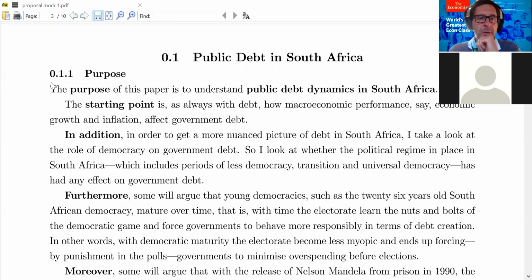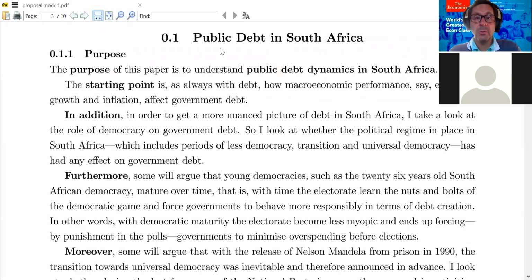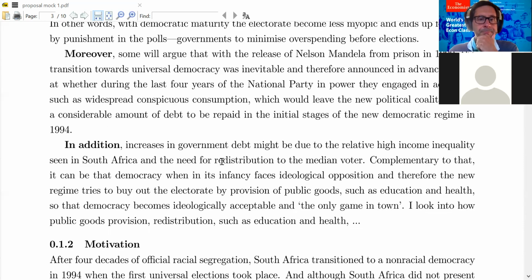Because you see, folks, the purpose essentially is here, in one sentence. The purpose of this paper is to understand public debt dynamics in South Africa, and then you start the ramifications, right? And just to reinforce, there are no references at this stage. No reference at this stage.